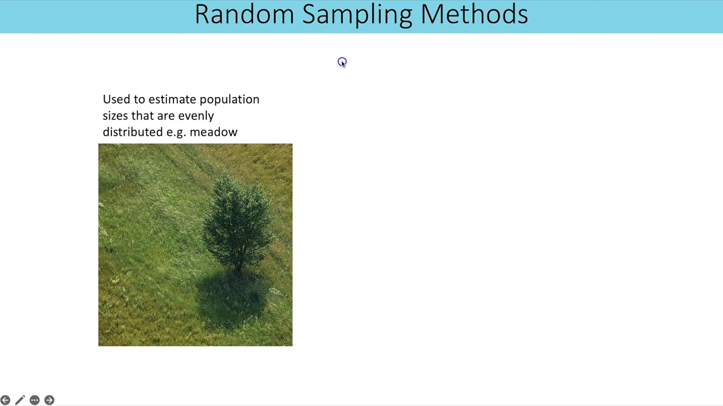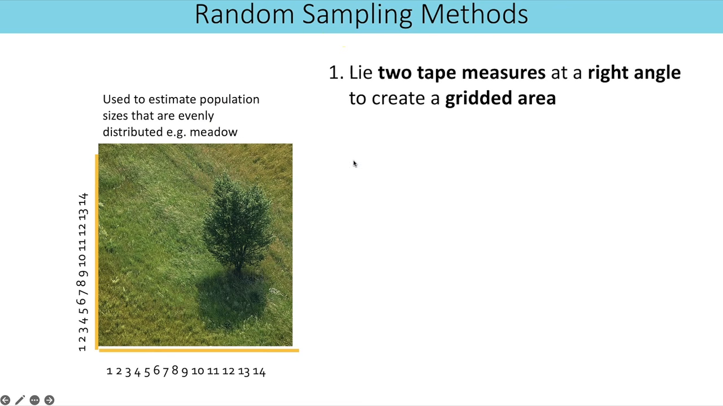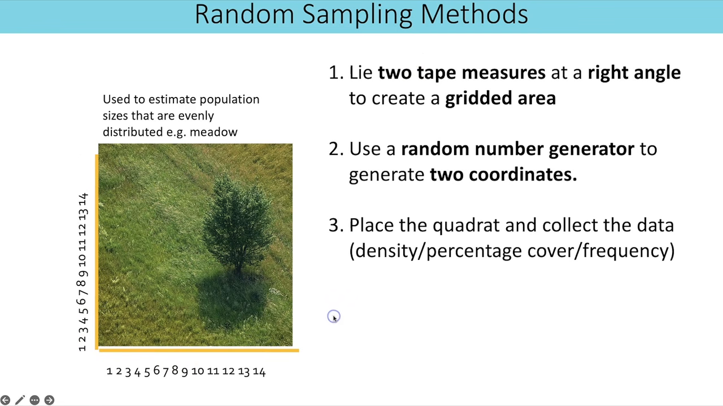So random sampling, the method that we would use is lay two tape measures out at right angles to create a virtually gridded area. You then use a random number generator to generate two coordinates. And if your coordinates were, let's say, 9 and 11, you would walk up 9 meters and walk across 11. And where you meet is where you'd place your quadrat.